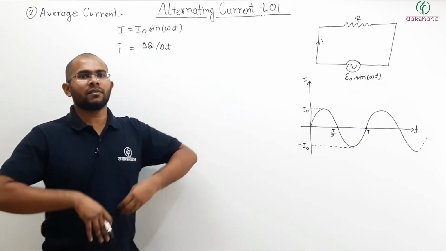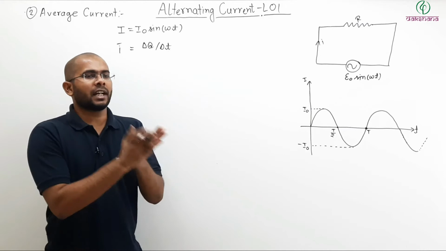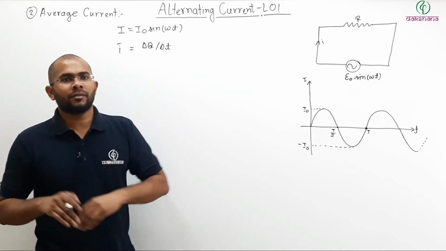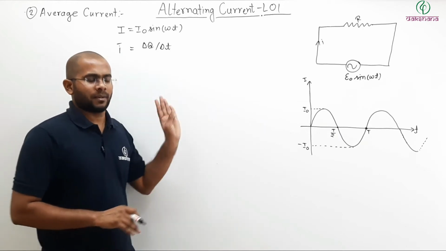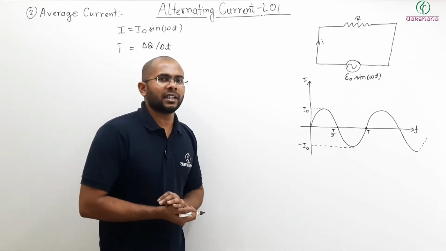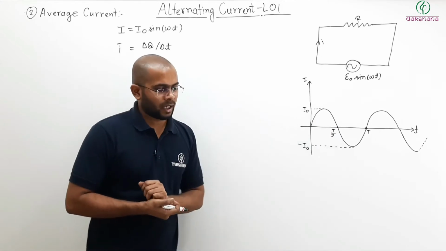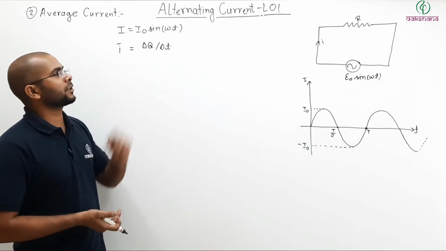In case of average velocity, it is delta displacement divided by delta time. If you want to know the average acceleration, same way. So average is always the same. Now, how do we find delta Q in this case? How do we calculate what is delta Q?